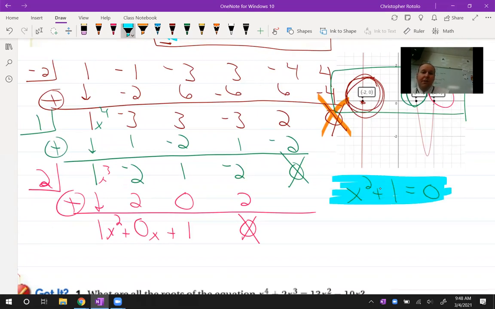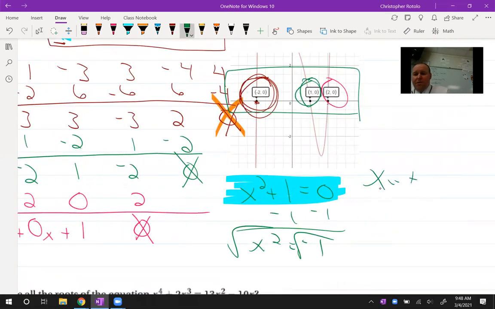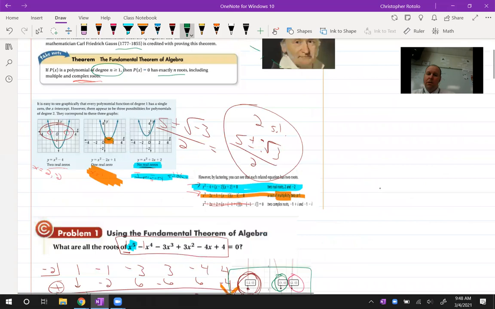So what we're going to do, we're going to solve it. Why? Because we can. Subtract 1. And we're going to take the square root. What's the square root of negative 1? Plus or minus i. Now that's positive i and negative i. That's positive i, negative i. Positive 2, positive 1, negative 2. Oh my goodness, that's all 5. We have 5 solutions. Thank you, Carl.